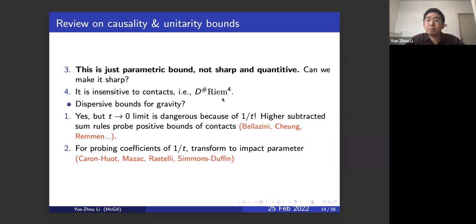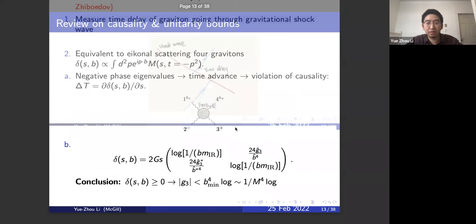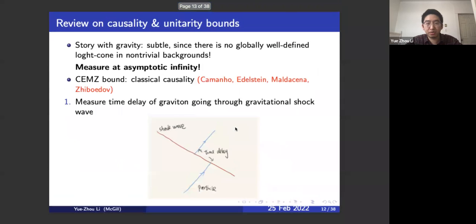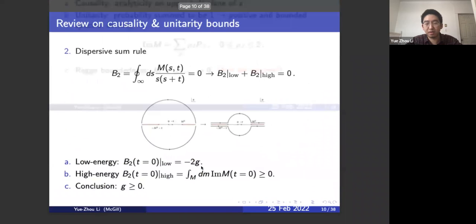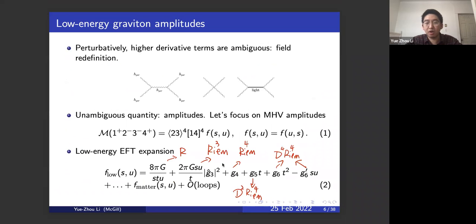Yes, but the problem is that the technique in the past is that we take the forward limit to expand the low energy as well as the high energy. That means we take the t equals 0 limit, but the t equals 0 limit is pretty dangerous when gravity exists because of the t pole. For example, let me remind you, we have a 1/t pole here.